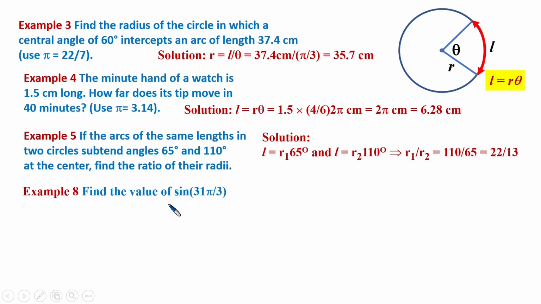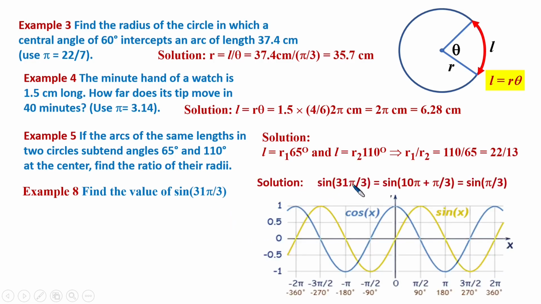Now this example, find the value of sine of 31 pi by 3. So here in the solution, 31 pi by 3 I can write as 10 pi plus pi by 3, that is 3 into 10 is 30 pi by 3. So now we know that this is your 10 pi. As I said, this is the sine function. So this is 1 pi, 2 pi, 3 pi, so these are all 0. So I can write sine of 10 pi plus pi by 3 is equal to only sine of pi by 3. And this pi by 3 value you can find from your table.